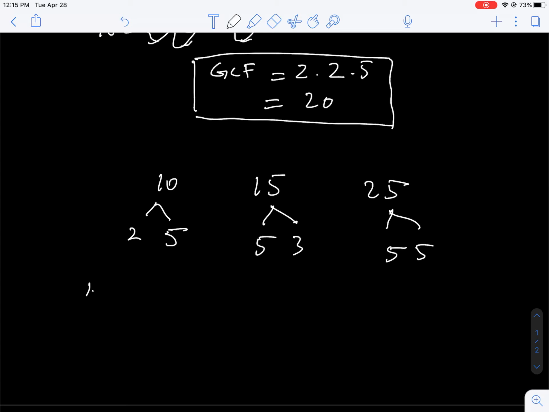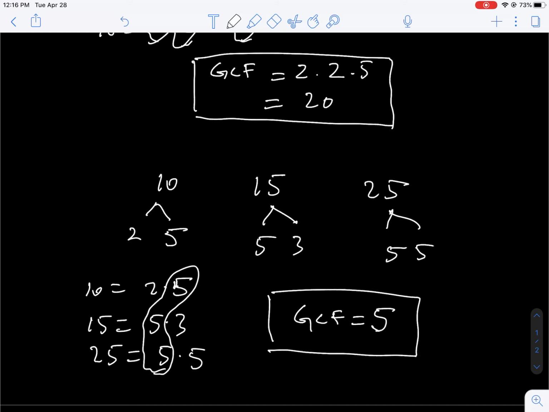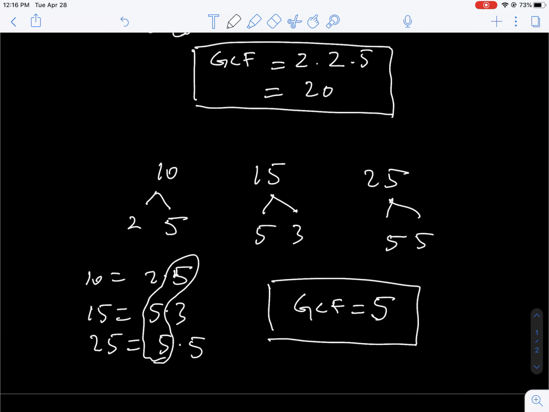Now let's find the GCF. 10 is 2 times 5. 15 is equal to 5 times 3. And 25 is 5 times 5. So GCF, as you know, will create pairs. So how many pairs do we have? We just have a pair of 5. That's it. So that means the greatest common factor for 10, 15, and 25 is 5.